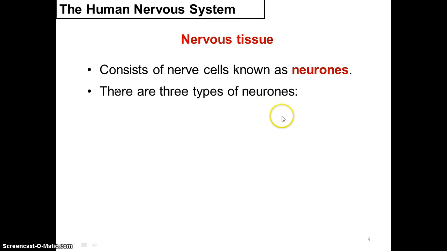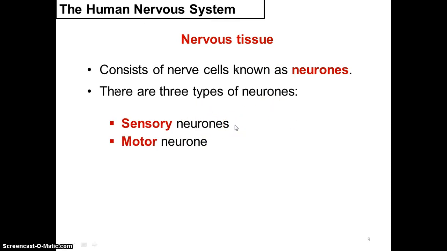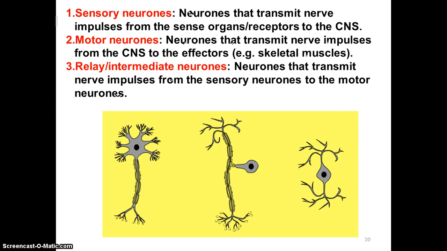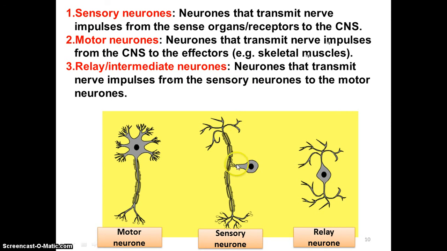There are three types of neurons: sensory neurons, motor neurons, and the relay, or what we call the intermediate neurons. Sensory neurons, the one in the middle here, are the neurons that transmit the nerve impulse from the receptor or the sensor organs to the central nervous system.